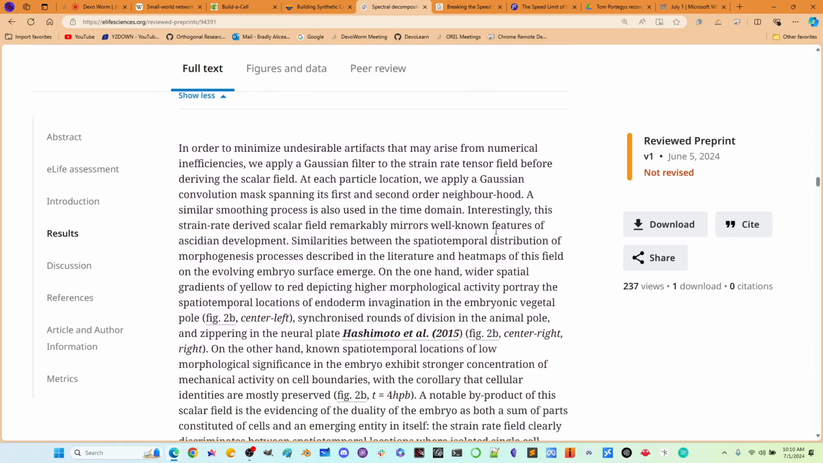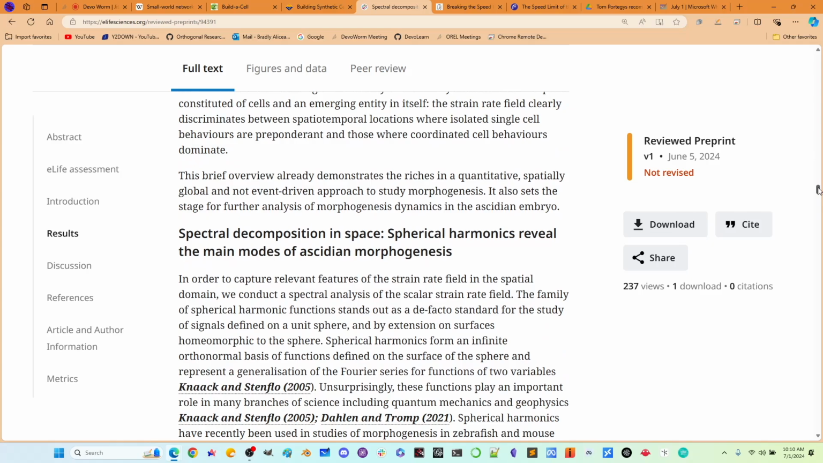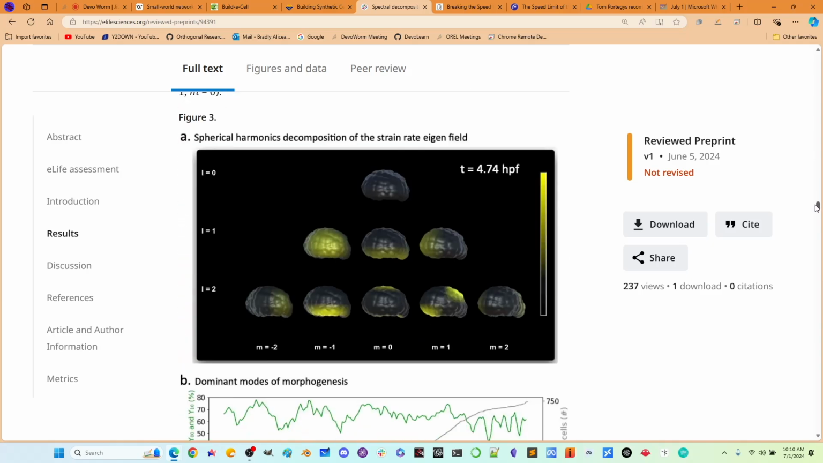And so they give more information about their methods here, and they talk about spherical harmonics revealing the main modes of Ascidian morphogenesis. In order to capture the relevant features of the strain rate field in the spatial domain, they can conduct a spectral analysis of the scalar strain rate field. So down here we have sort of this decomposition.